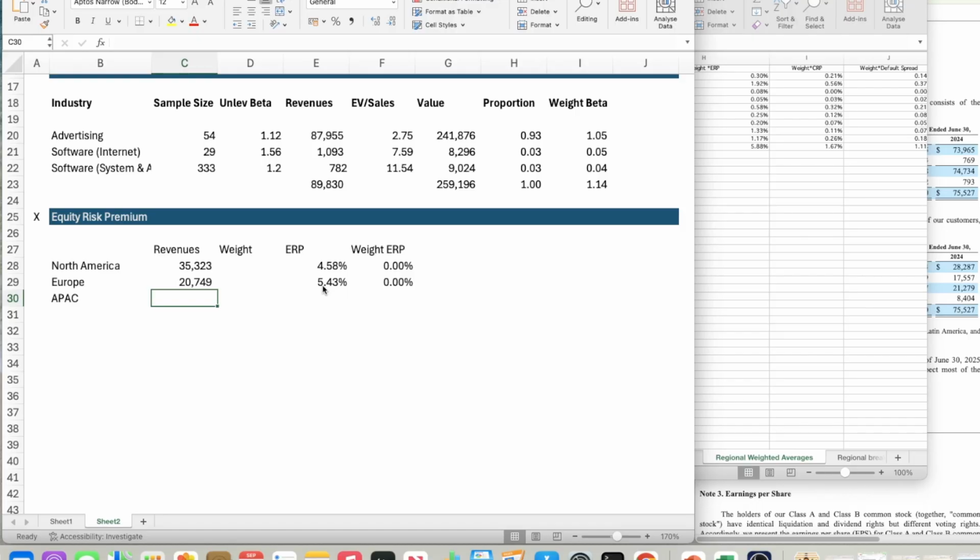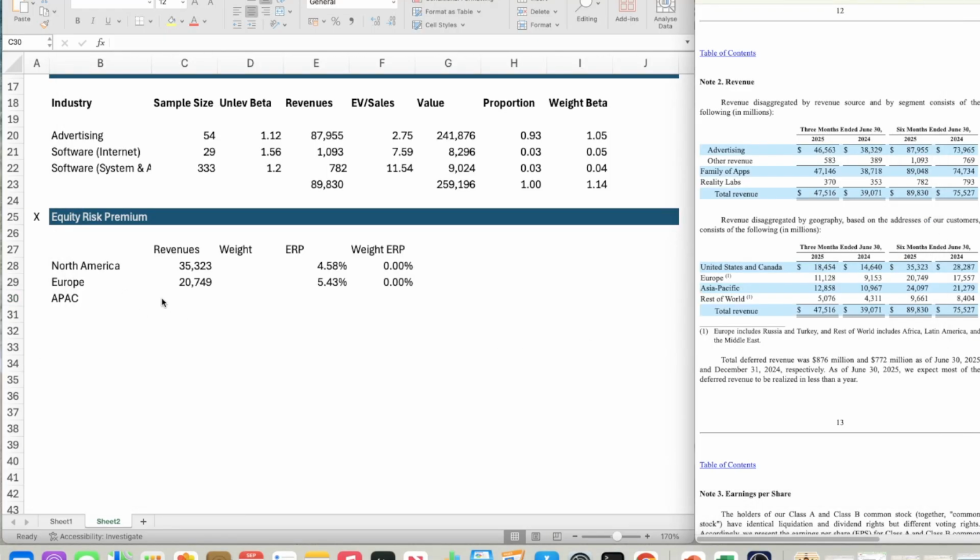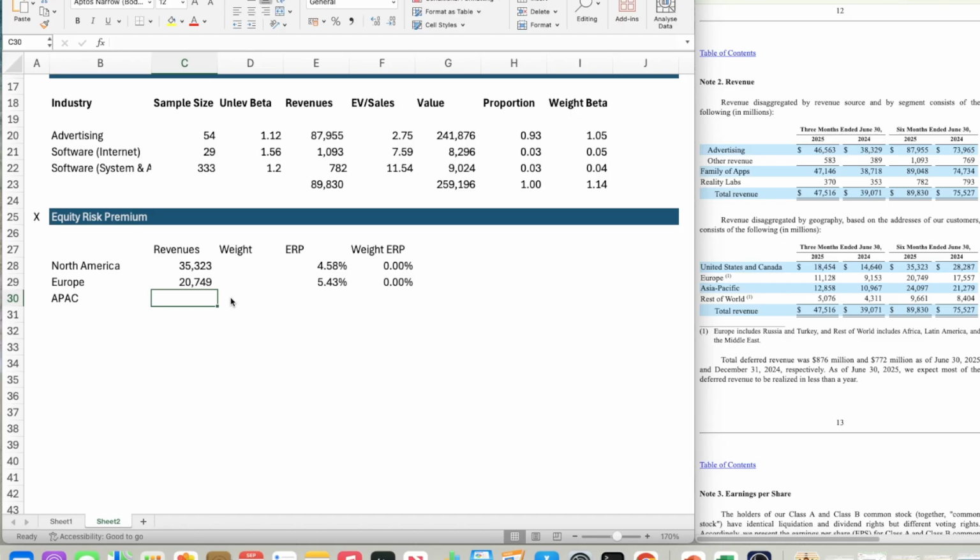APAC. I mean, it's a genuinely global company. Look at the revenues, they're coming from everywhere. Remember, if you saw the Costco build that I did, it was overwhelmingly North America, and the rest of the world had the same revenues as Canada, I think. Whereas this one is fairly even across the whole thing.